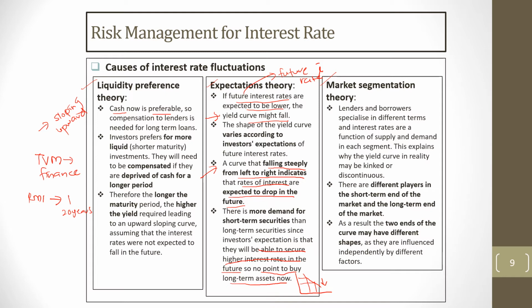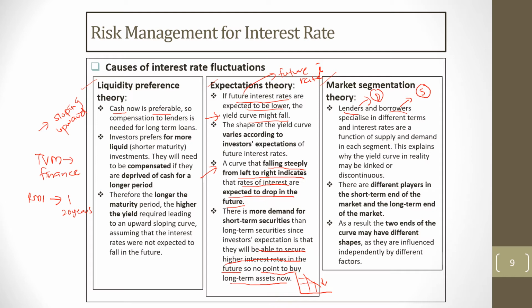Okay, so in this theory, it states that lenders and borrowers specialize in different terms and interest rates are a function of supply and demand. So who supplies and who demands? If we look, the lenders will be the demand. Why? Because the lenders get demand from people to make loans. For the borrowers, they will supply, which means the borrowers are a function of the supply. So this is for lenders and borrowers.